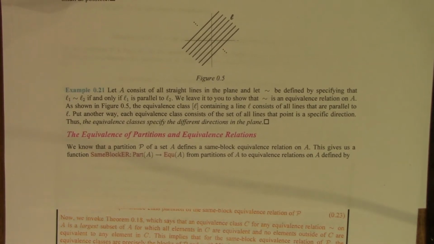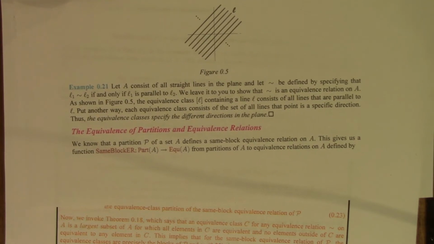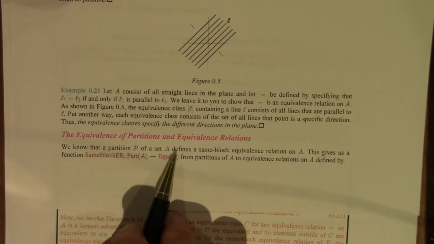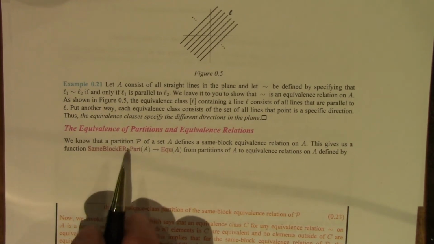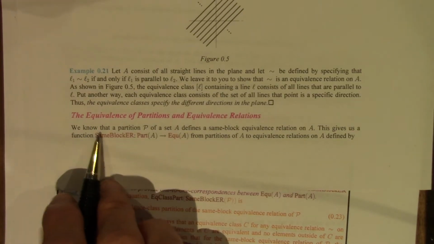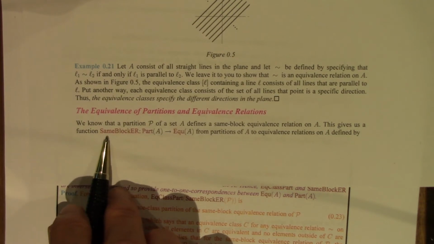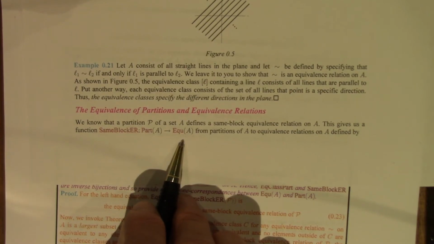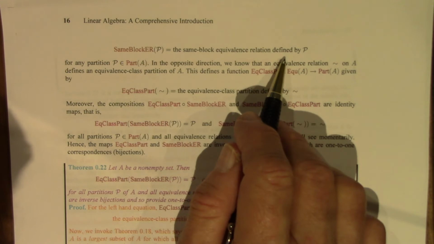Now, let's look at the equivalence of partitions and equivalence relations. We know that a partition P of a set A defines the same block equivalence relation, and that gives us a map. I've denoted this, I couldn't think of good symbols for it, so I simply denote it by same block ER. It maps partitions to equivalence relations.